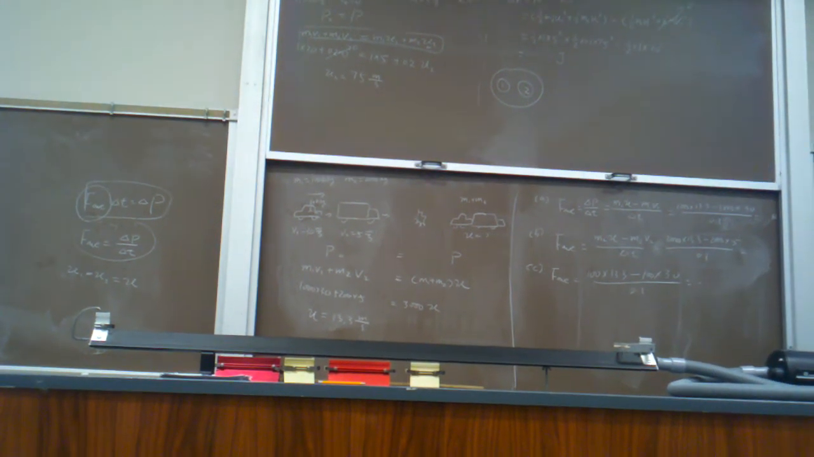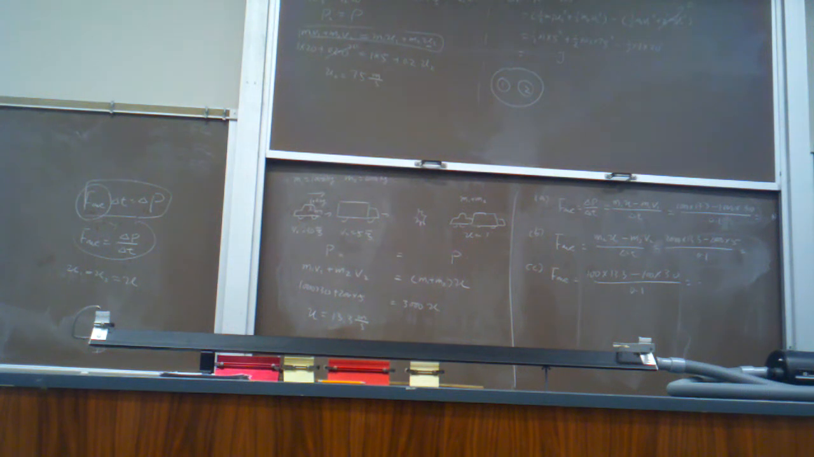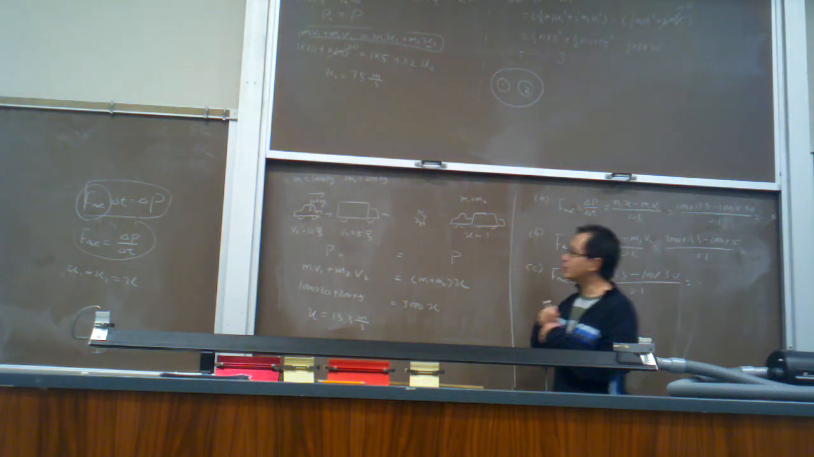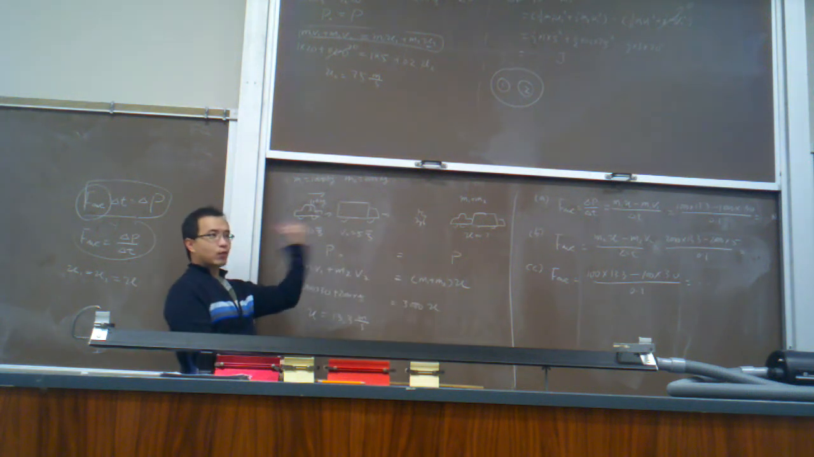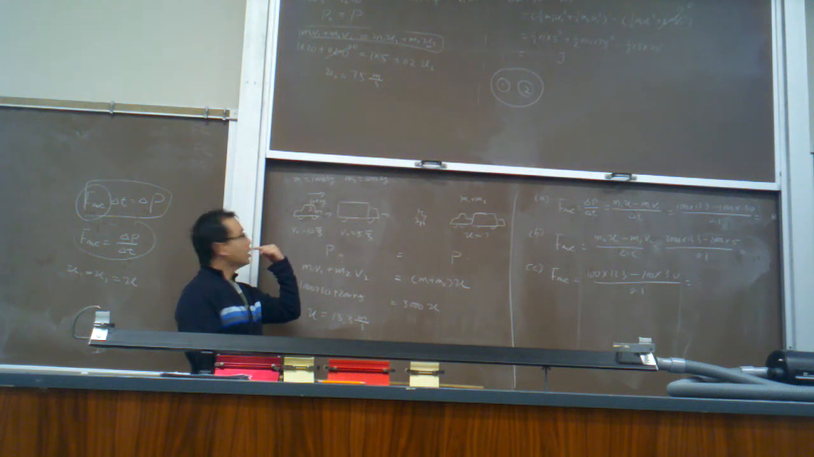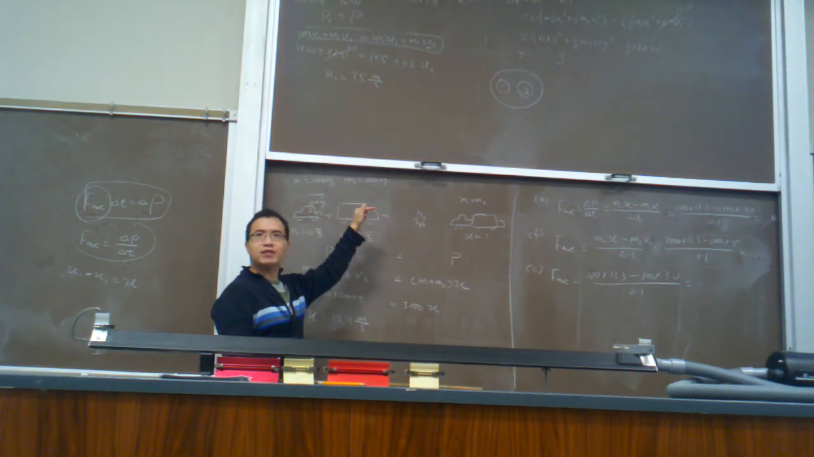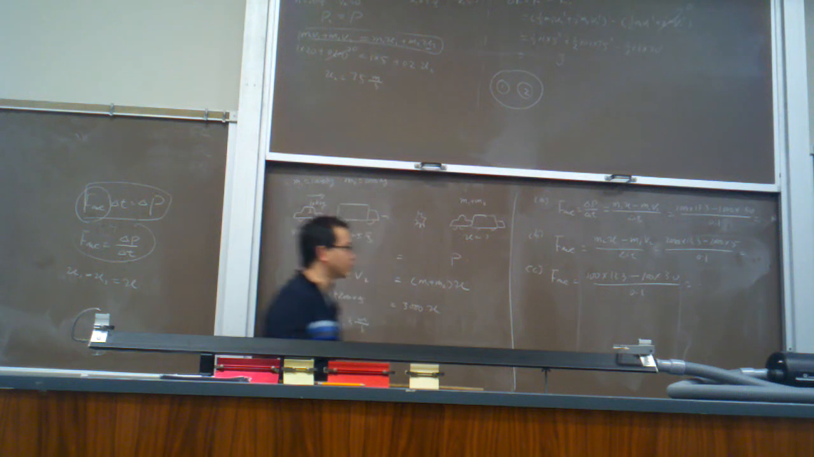And by the way, you can try to check your answer for this and this. You will see this one will be a negative answer, and this one will be a positive answer. Does this make sense? Because you are calculating the average force acting on the car and on the truck, so they should be opposite to each other. The car will receive a force in the opposite direction, so it should be negative. The truck will receive a positive force, right? So one of them should be negative, one of them positive.